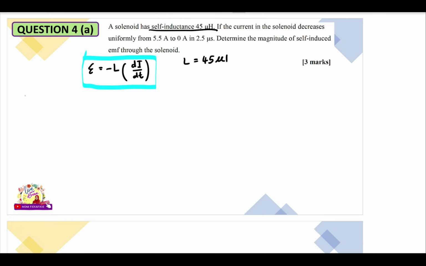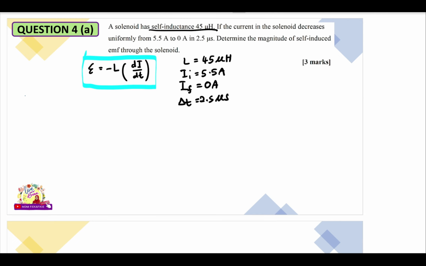So we want to find the induced EMF. Remember, induced EMF is equal to negative L di over dt, so we will use this equation. And remember, the self-inductance L is 45 microhenry. The initial I is given as 5.5 ampere and the final I is 0 ampere, and the time taken, delta T, is 2.5 microsecond. Make sure you write out all the information.